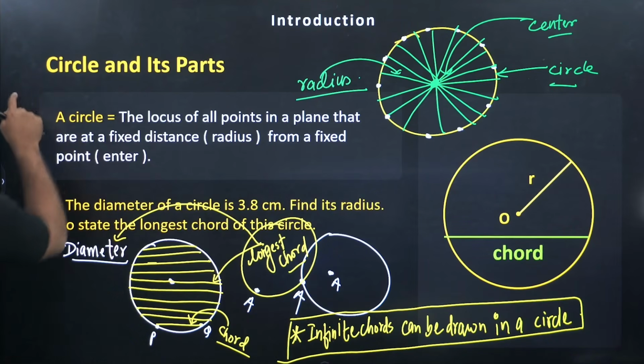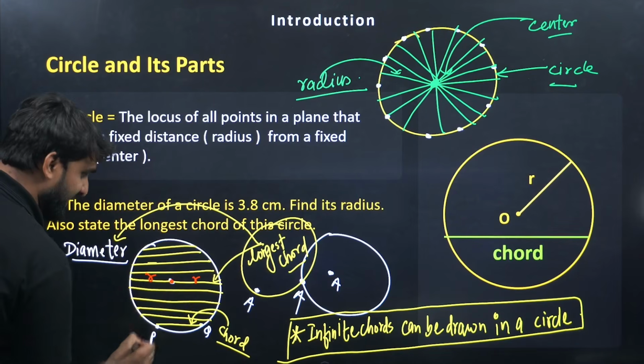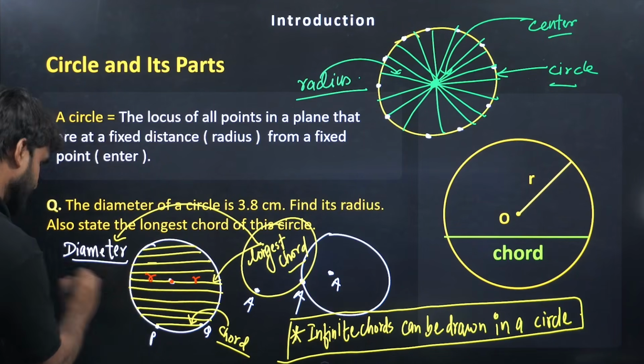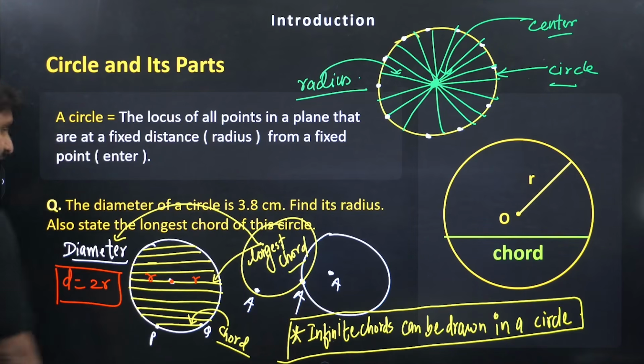And do you know a very interesting thing, champion? If this is the center, this will be a radius, and this will be a radius. So radius plus radius is equal to diameter. So the diameter is double the radius, 2r.